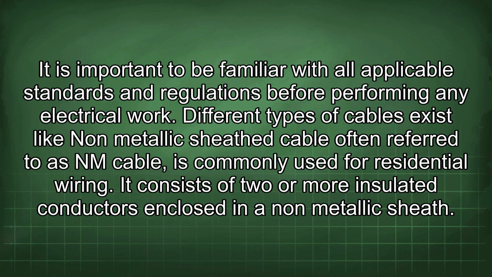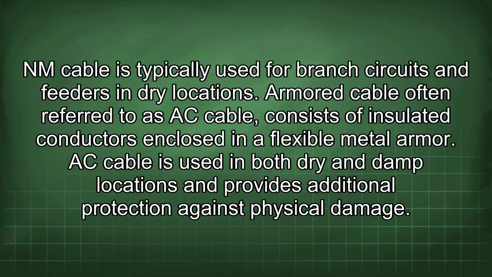Different types of cables exist. Non-metallic sheath cable, often referred to as NM cable, is commonly used for residential wiring. It consists of 2 or more insulated conductors enclosed in a non-metallic sheath. NM cable is typically used for branch circuits and feeders in dry locations. Armored cable, often referred to as AC cable, consists of insulated conductors enclosed in a flexible metal armor. AC cable is used in both dry and damp locations and provides additional protection against physical damage.